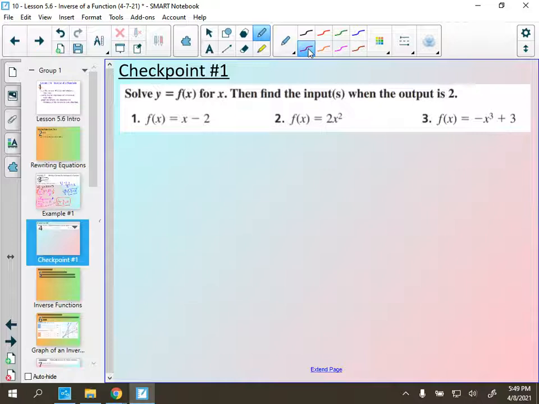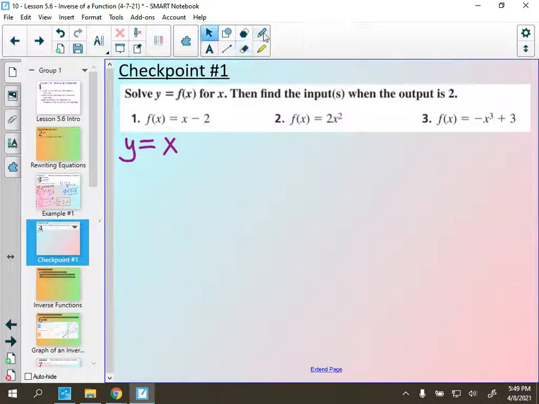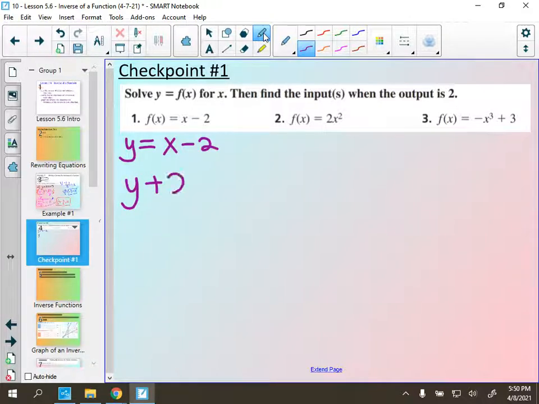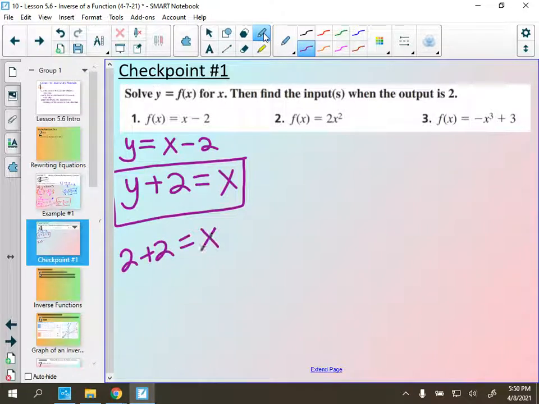All right, so first step is just to replace my f of x with y. This is a nice one. y equals x minus 2. How would I get this x by itself? Solve for x, right? We'd add 2 to both sides. So this one's really nice. I end up with y plus 2 equals x, and that's it. The last part, when it says then find the inputs potentially when the output is 2, is again simple in this one in the sense that we're just plugging in 2 plus 2 equals x. So 4 equals x.